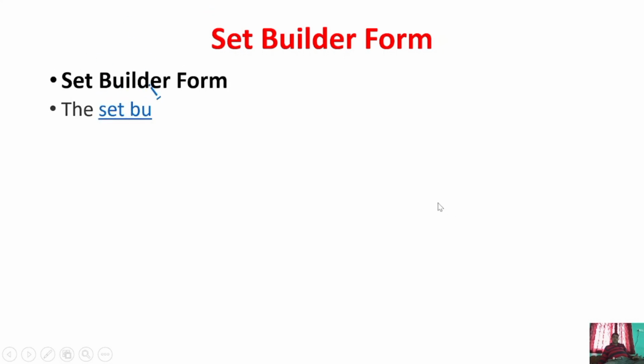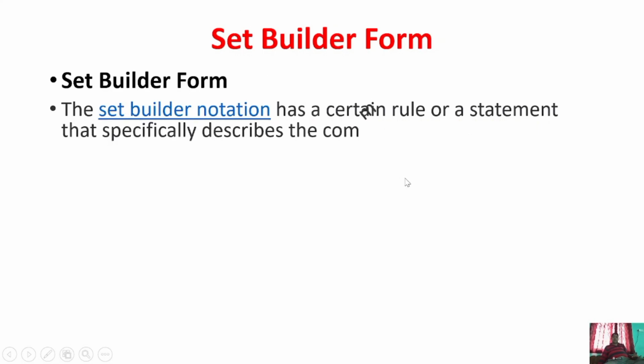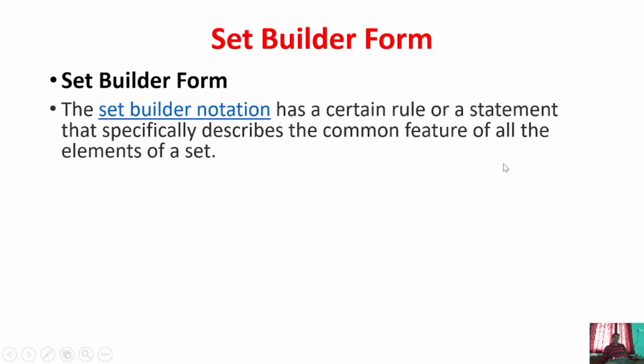The next important point is the set builder method, or set builder form. In this form, all the elements have a common property. The set builder notation has a certain rule or statement that specifically describes the common features, characteristics, or property of all the elements of a set. We should not write all the elements distinctly; all the elements are written by a single variable, and they have a common property.